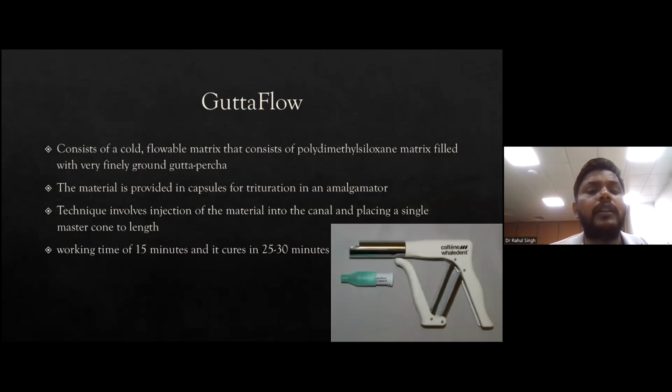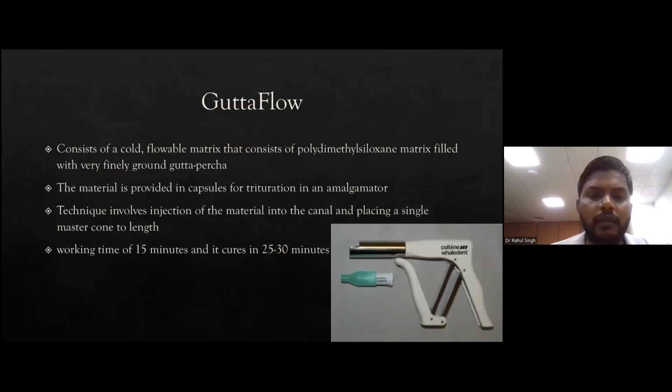Coming on to GuttaFlow, which consists of a cold flowable matrix of polydimethylsiloxane filled with finely ground gutta-percha. The material is provided in capsules for trituration in an amalgamator. The technique involves injection of the material into the canal and placing a single master cone to the length. In this technique, the GP is in particulate form, 30 micrometer particles, added to the RoekoSeal sealer. RoekoSeal is a silicone based sealer.